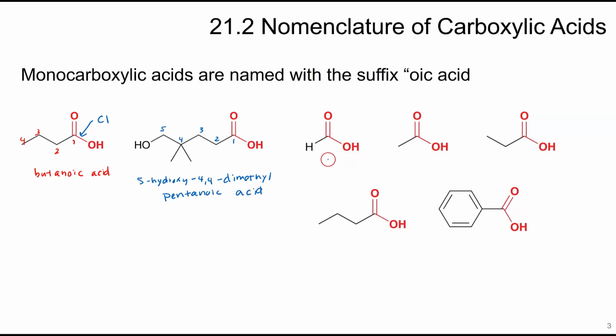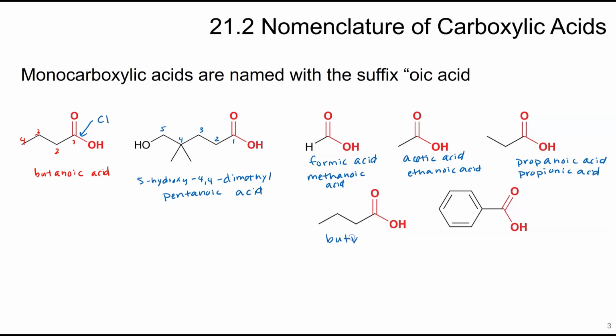The common name for this one is formic acid. It can also be called methanoic acid. Acetic acid is the common one here, or ethanoic acid. This can be called propanoic acid, or sometimes propionic. The common name for this one is butyric acid, or the butanoic acid from over here, and this one is benzoic acid.